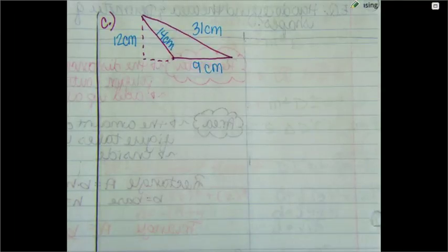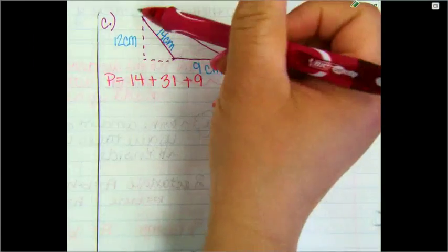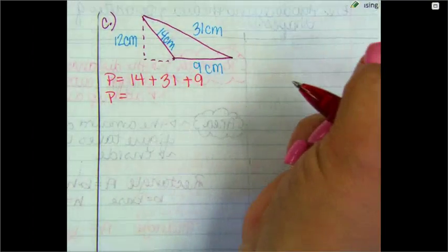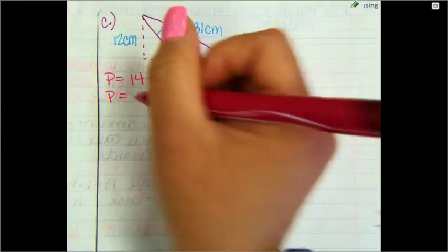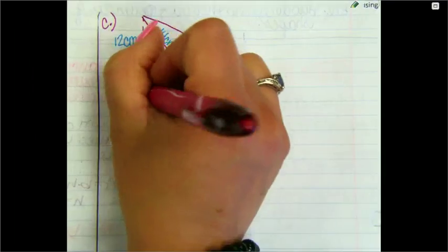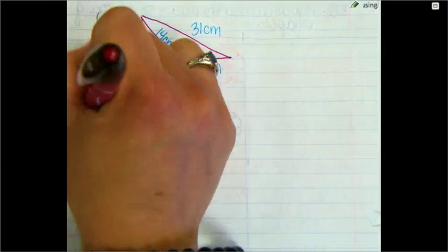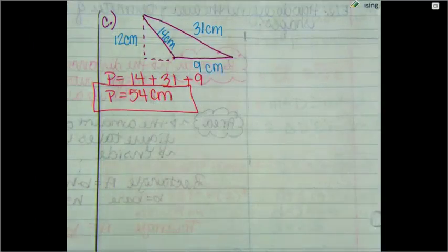Which pieces do I care about for the perimeter? I care about which one? 14, 31, and 9. I do not care about the 12. The 12 is going to be used for something else. So let's go ahead and add. What's 14 plus 31? 45. 45 plus 9? 54 what? Centimeters. Good. We good there? Make sense? Questions? All right, let's do the other side.